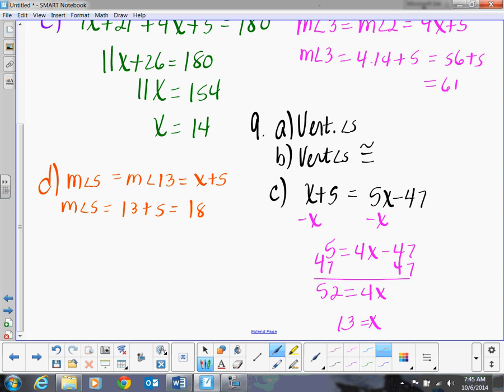Now what's the relationship between 5 and 2? Same side interior, which means I have to take 18 away from 180. So I think that takes me down to 162. Next question.